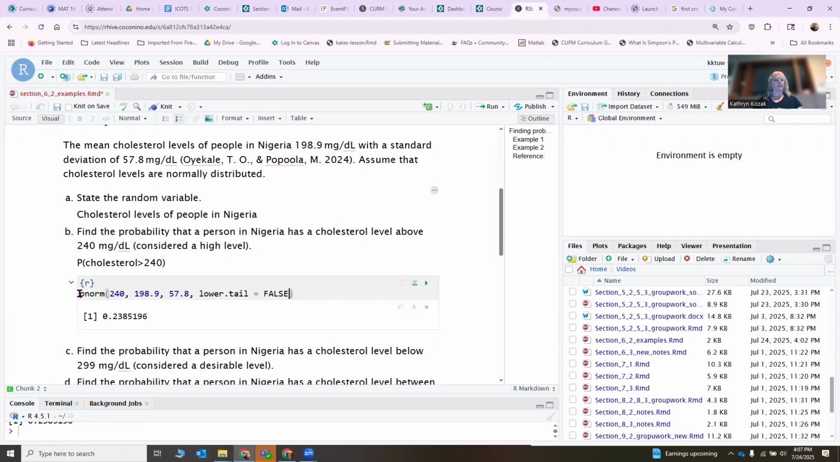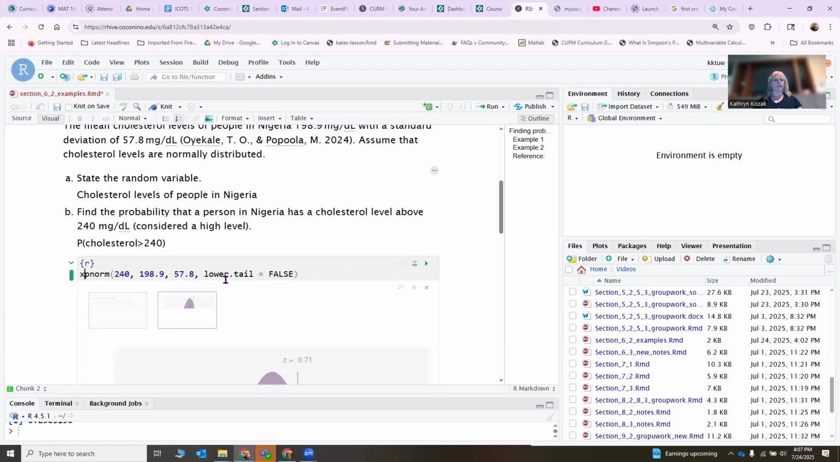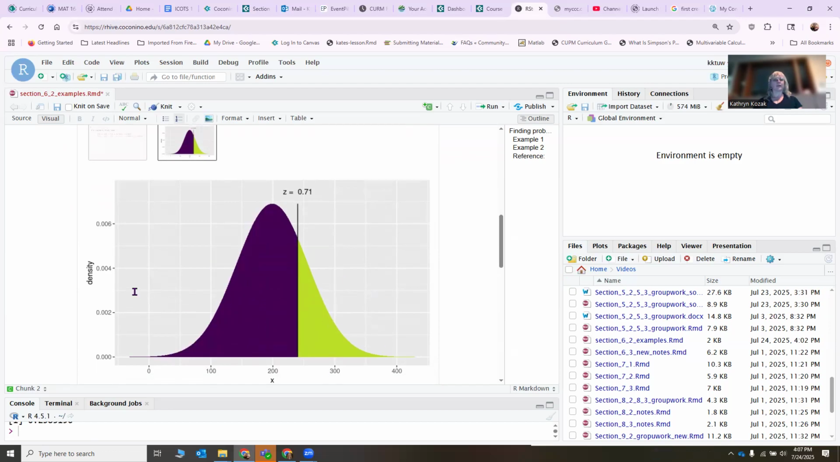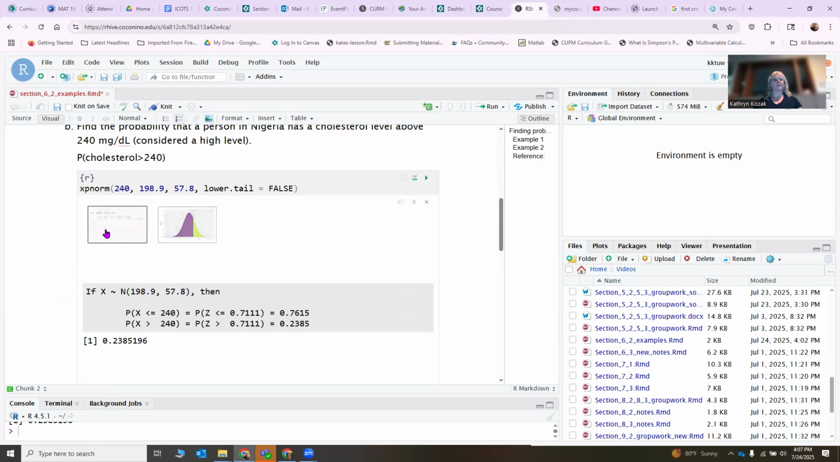Another nice command, by the way, is to put an x in front of the pnorm. And what's nice about that is it actually draws your picture. So you can see that you are in the upper tail. And it's just a nice way to look at visualizing what's happening. So it's a good way to confirm your answer. And then you can see your probability of being greater than 240 is that 0.2385 that we got before. So it's just a nice way to do that.